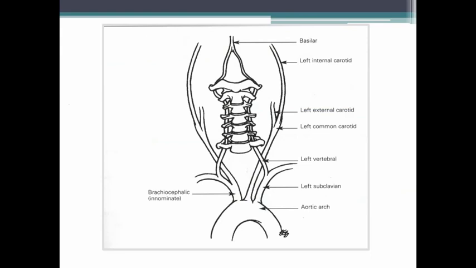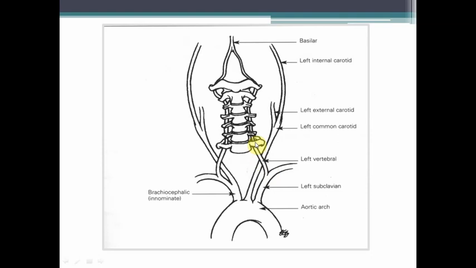You can see these are the different parts. In the arch of aorta, there are 3 arteries. Brachiocephalic on the right side, and on the left side the common carotid, which originates from the aorta directly, and then the left subclavian, which gives a blood supply to the left arm. In that vessel the left vertebral artery will originate.